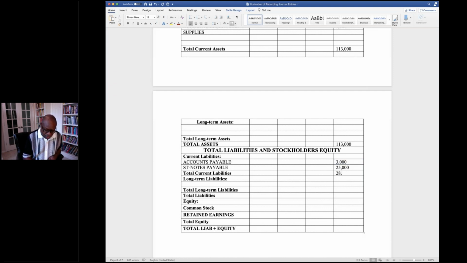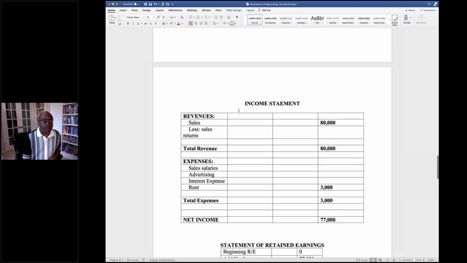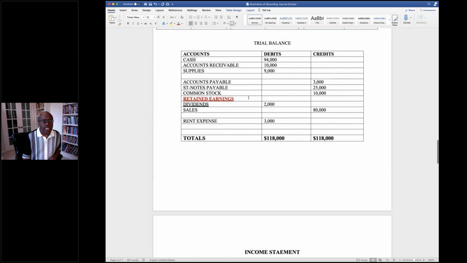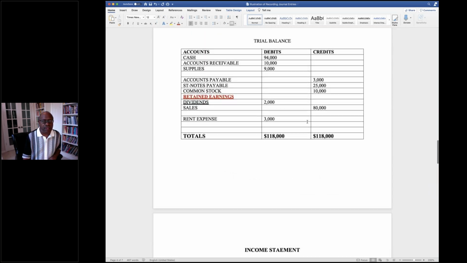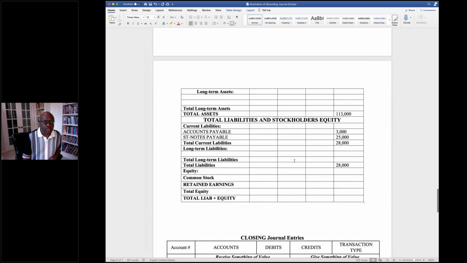In our simple example here, we don't have any long-term liabilities, so the total liabilities are $28,000. Our common stock, which is the next item on here, is $10,000. So we take the common stock for $10,000 and we put it here, $10,000.